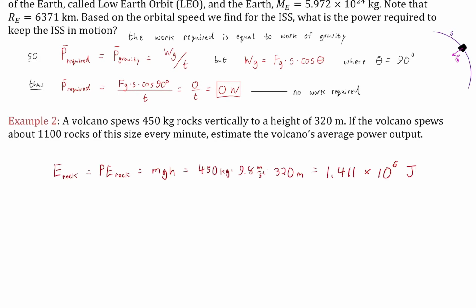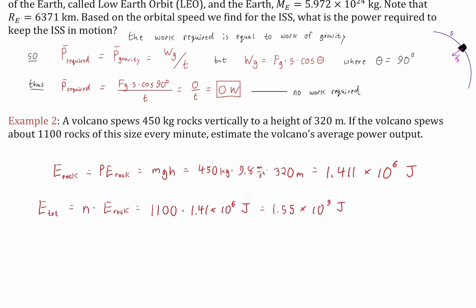Okay, we need that. Okay, so we're just going to find the energy of each rock, and that's the energy that the volcano puts into each rock, has to be equal to the final potential energy of the rock. All right, and that's assuming no air resistance, because there had to be enough energy to get up to that height. So the final potential energy of the rock is equal to the energy input into that rock, and that's 450 times 9.8 times the height of 320, and that is 1.411 million joules. Okay, 10 to the 6.